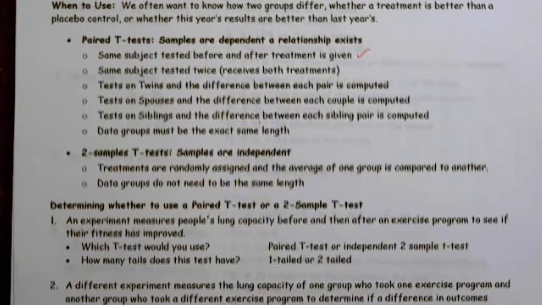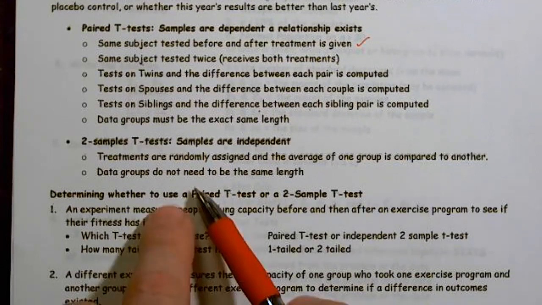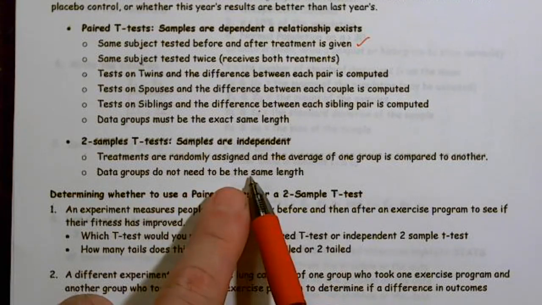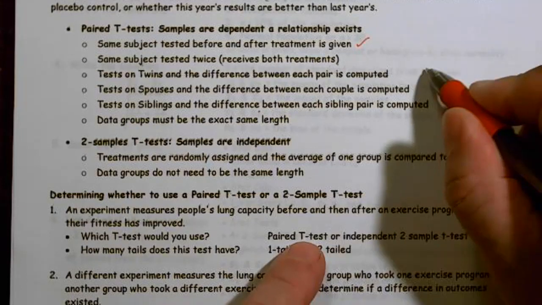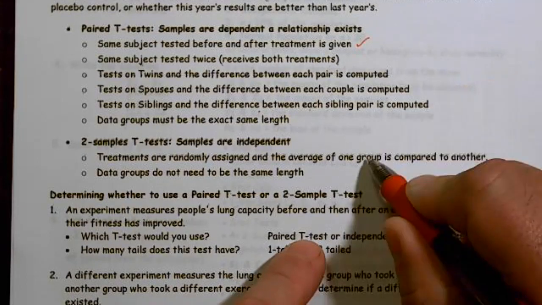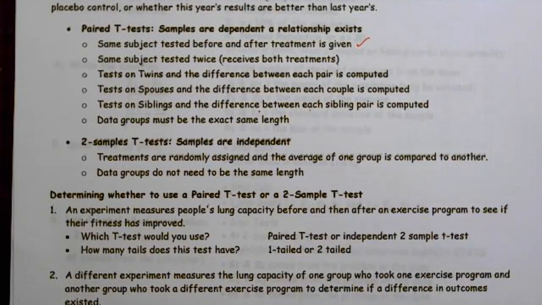All right. Two-sample t-tests. Treatments are randomly assigned, and the average of one group is compared to the average of another. And data groups may, but do not have to, be the same length. All right. But please understand, here we're taking the difference of a pair. Here we are measuring the average of one group versus the average of the other group.